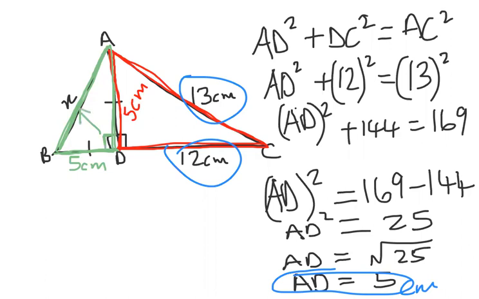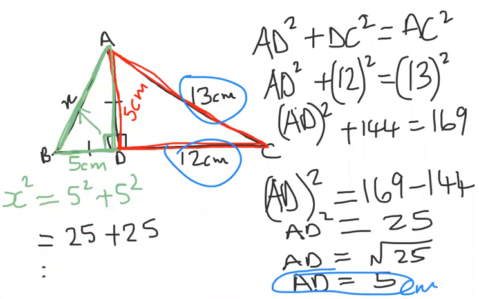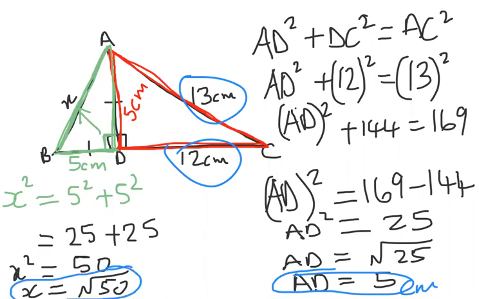And now we can use Pythagoras again, and I'm going to start with X squared equals 5 squared plus 5 squared. So there's the X squared. Then I'm using this one here, 5 squared plus that 5 squared. Now let's just complete the sum. That's 25 plus 25, that's 50. So x squared is 50. So x is just the square root of 50. If you want to, you can simplify and say the square root of 50 is 7.07.